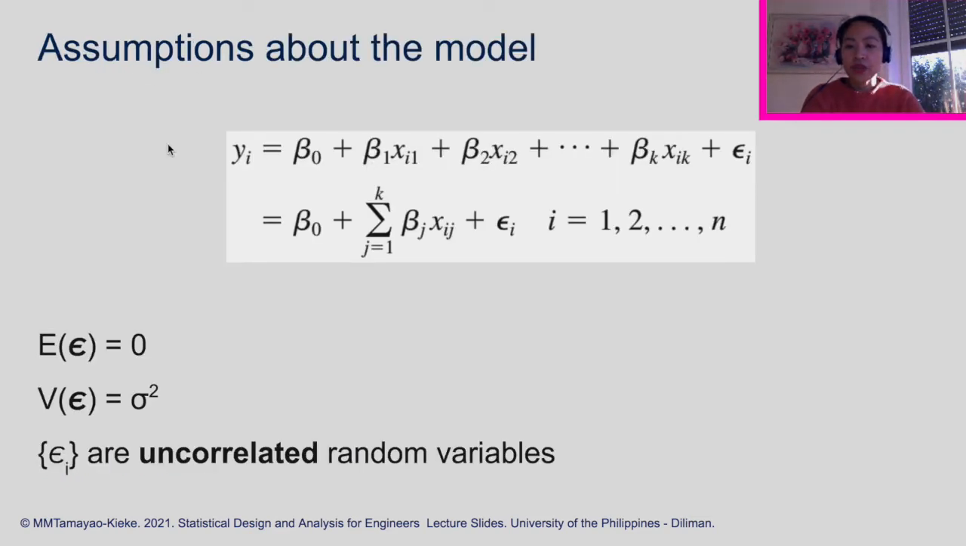And now we first talk about the assumptions about the multiple linear regression model. This is the familiar form in which your multiple linear regression model would come in, and you can re-express it as such. These are the main assumptions: the expected value of your error is equal to 0, the variance of the error is equal to sigma squared, and the epsilon i are uncorrelated random variables. So your errors should not be correlated.